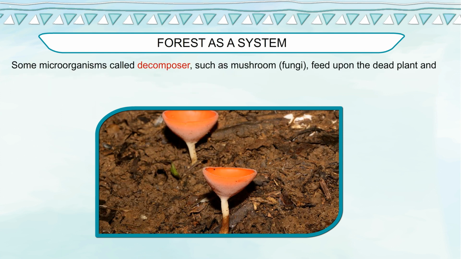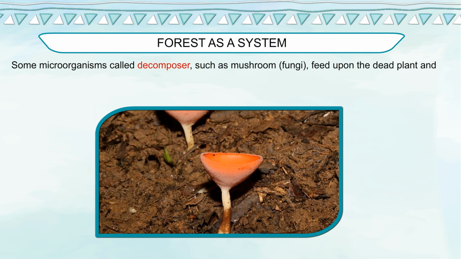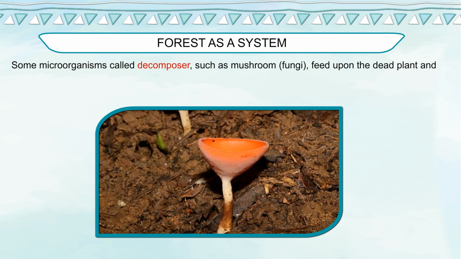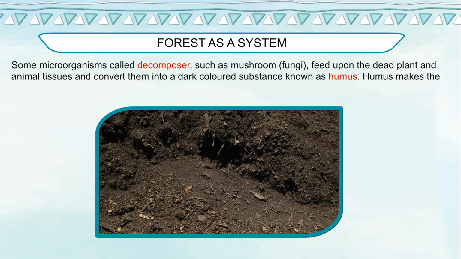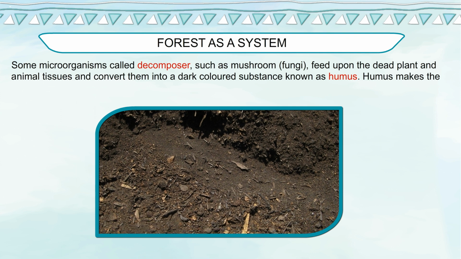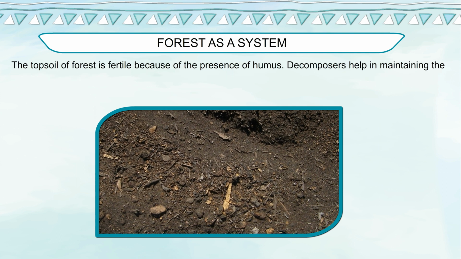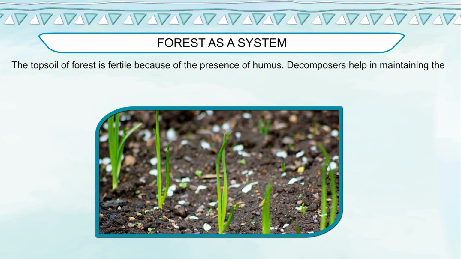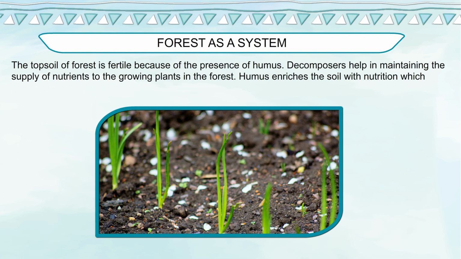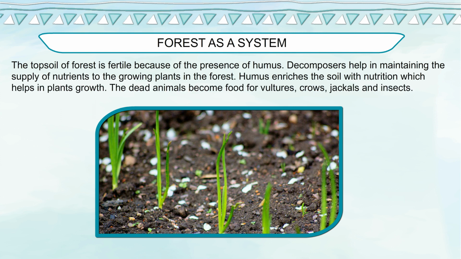Some microorganisms called decomposers, such as mushrooms and fungi, feed upon the dead plant and animal tissues and convert them into a dark-colored substance known as humus. Humus makes the soil highly fertile. The topsoil of forest is fertile because of the presence of humus. Decomposers help in maintaining the supply of nutrients to the growing plants in the forest. Humus enriches the soil with nutrition which helps in plants' growth.